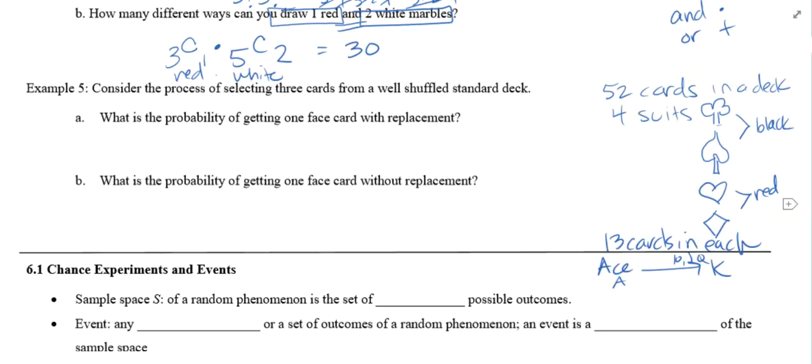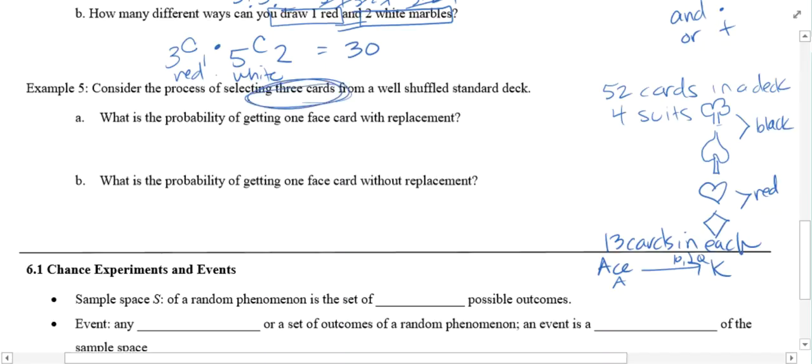Consider a process of selecting 3 cards from a well-shuffled deck. What's the probability of getting 1 face card with replacement? With replacement means that I'm putting it back in the deck. That's not normally how you play cards, but you take it out, look at it, put it back in, shuffle, take it out, put it back in.